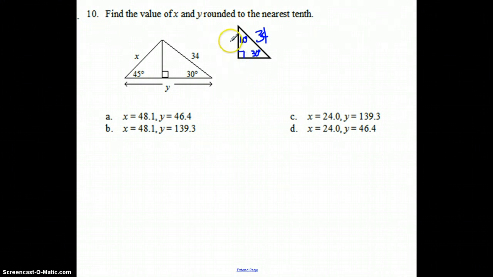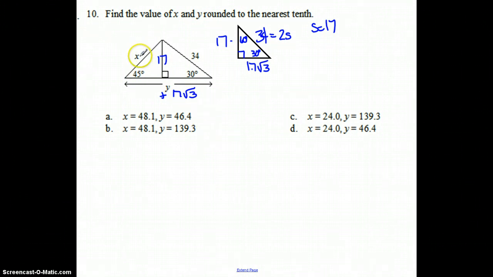And I really need to know this side and this side. Now, if I'm talking about a 30, 60, 90 triangle, this side is 2s. So that means s would have to be 17. Which means that this side would be 17, and this side would be 17 square root of 3. So let me just add this in here. 17, and this part right here is 17 square root of 3. Now, if I can find out this other piece here, I can find out what y is. I just have to add those two pieces together.